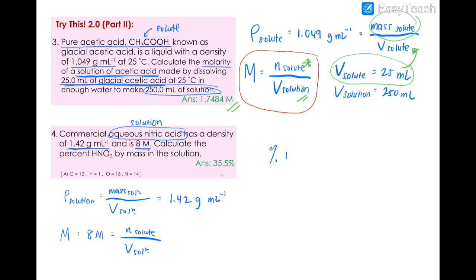So kamu nak kena cari percentage by mass, which apa yang kamu perlukan adalah mass of solute divide by mass of solution times with 100%. Okay, the thing is, do you have mass of solution? No, you don't have it. And do you have mass of solute? Itu pun kamu tak ada. Kan tak ada benda pun yang kamu ada except for molarity dengan density of solution. Dekat sini, apa yang kamu kena buat adalah kamu kena assume. Okay, so kamu kena buat assumption.